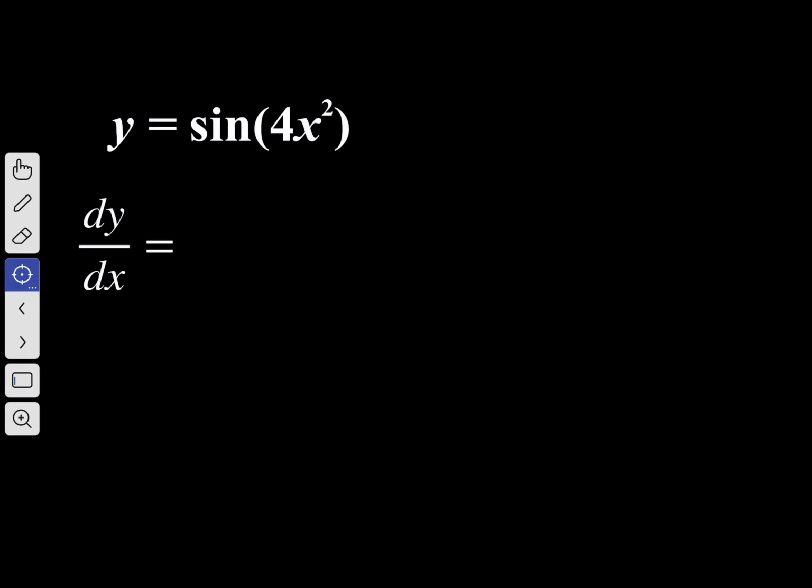All right, so let's work some problems now. Okay, so this first one, we have y equals sine of 4x squared. All right, we got the chain rule here. So the derivative of sine, of course, is cosine. And then the derivative of the inside function, there we go.